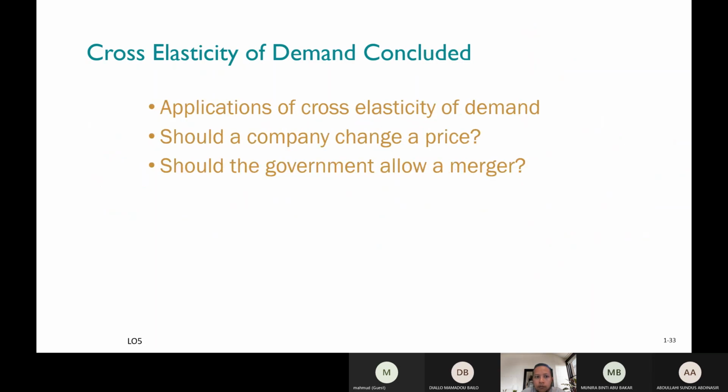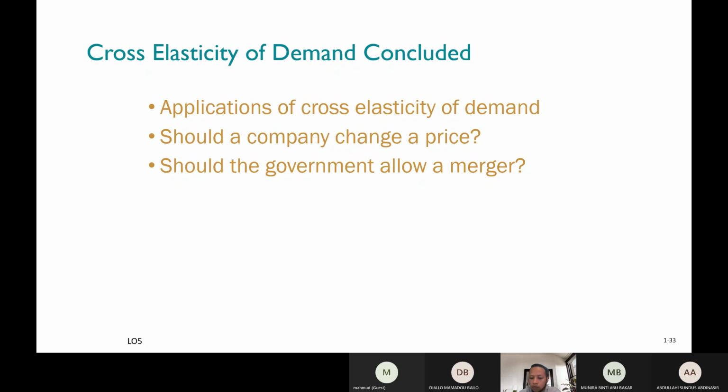When we look at the applications of cross elasticity of demand, there are various applications. As I mentioned, if you are a seller, a producer, or you have a company, you have to consider the cross price elasticity of demand for the product that you are selling. When you want to change the price, you also have to consider the price of your competitor. That is where the cross price elasticity of demand comes in.